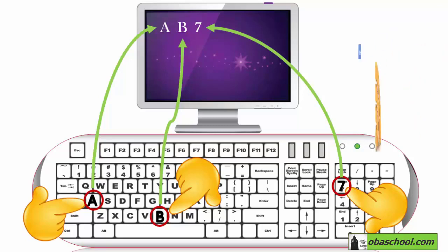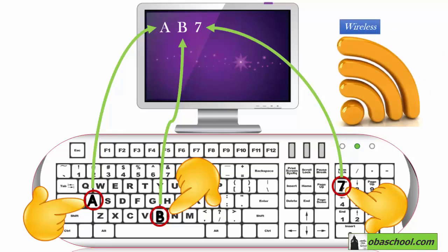First of all, there are two ways. The first way is through wireless. The letter pressed on the keyboard will appear on the screen through wireless. It is electronic waves which a man cannot see. It moves from the keyboard to the screen.